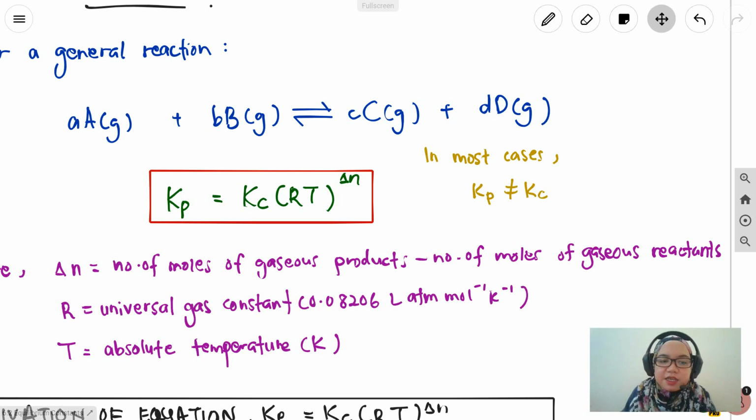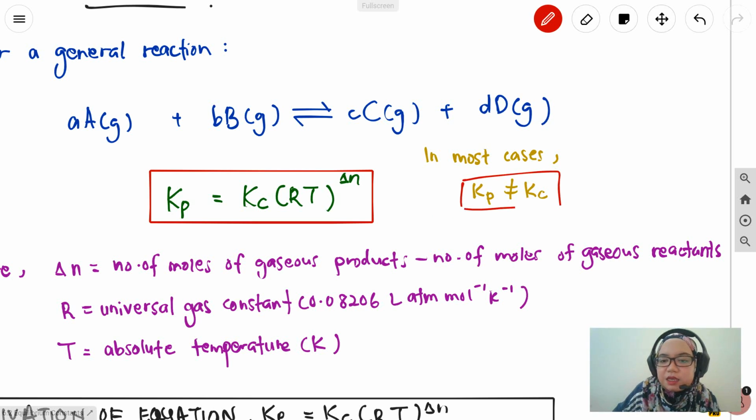Okay, and R here we usually use the universal gas constant of 0.08206 liter atm per mole per Kelvin. Hence we always use the unit of atm for partial pressure. And T here is the absolute temperature, so we use the temperature in unit Kelvin. And in most cases, Kp is not equal to Kc. Okay, in most cases.